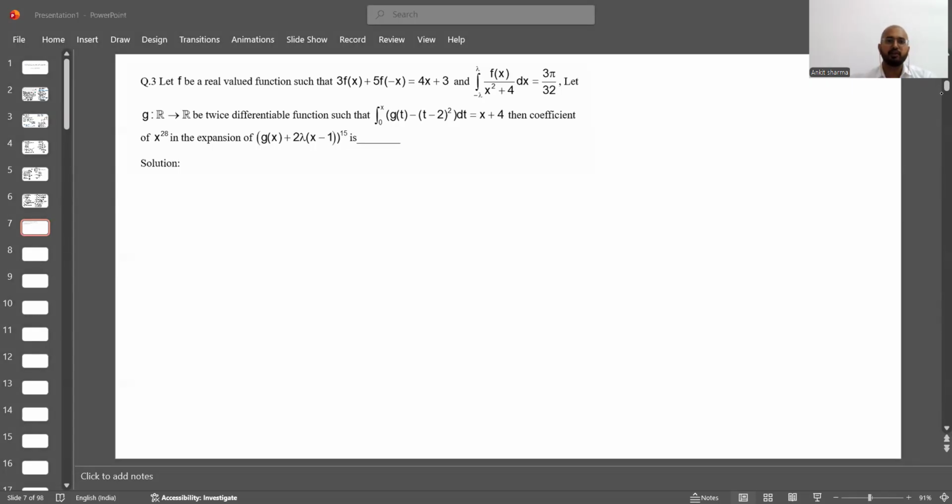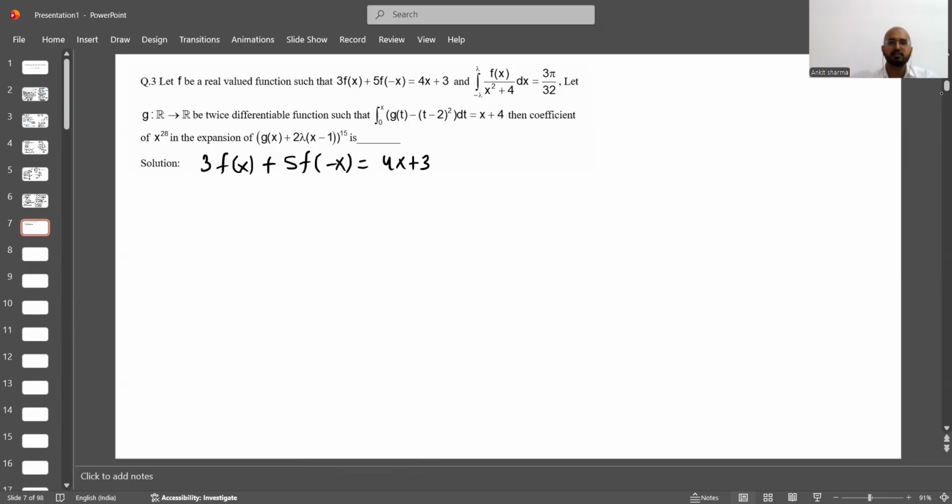Okay. So we have a real valued function. This satisfies this equation, which is 3 times f of x plus 5 times f of minus x is 4x plus 3. And then this integration from minus lambda to lambda of f of x over x squared plus 4 is 3 pi over 32. Then we have another function g such that this equation is given. Then we want the coefficient of x power 28 in this expansion. That means we need the value of this lambda first. And we also need this function to get the coefficient. So let's go ahead and see what we get.